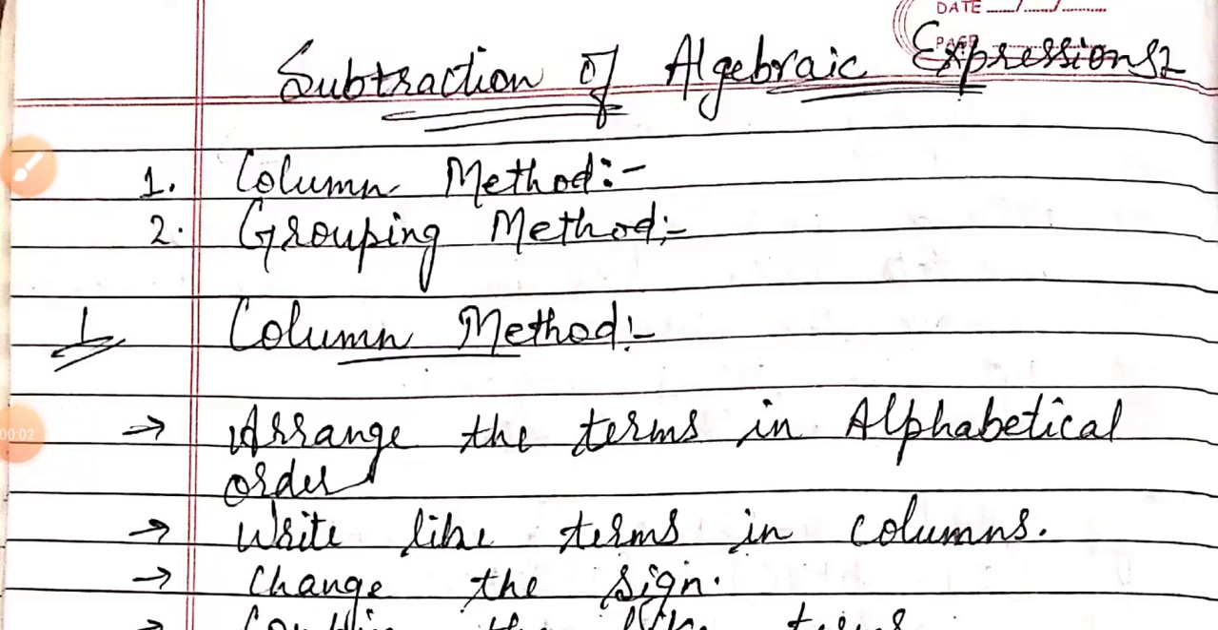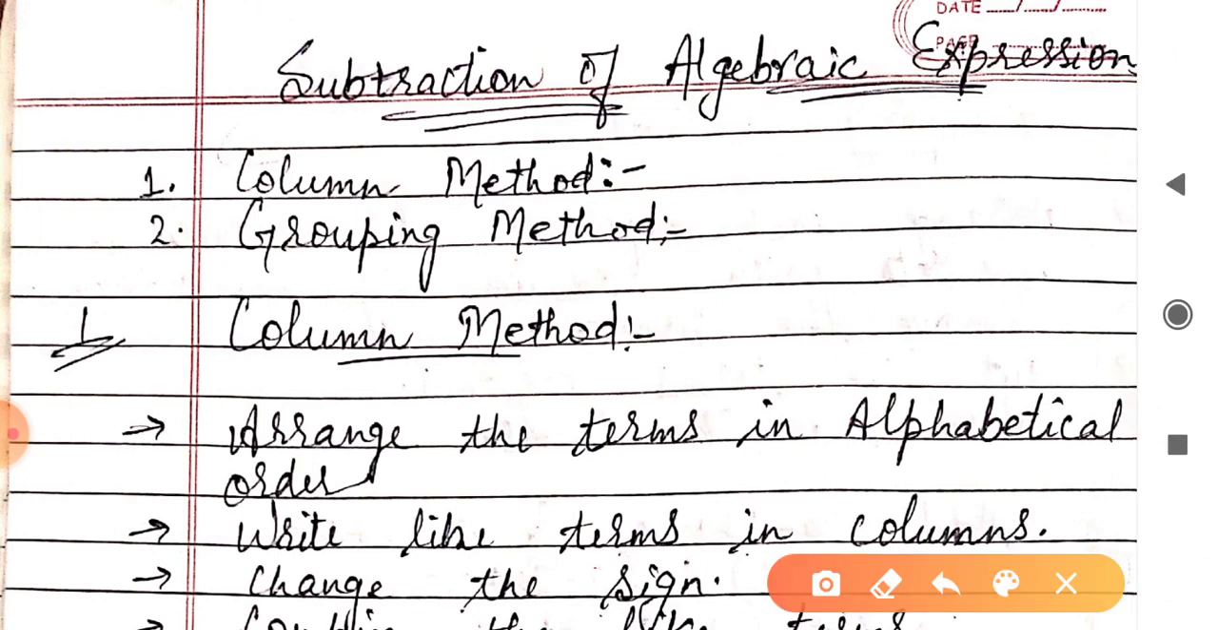Hello students, in the previous video we discussed the addition of algebraic expressions. But today we will start subtraction of algebraic expressions. In the same way as addition, there were two methods for addition of algebraic expressions, that is column and grouping method. In subtraction we also use these two methods, the column method and the grouping method.